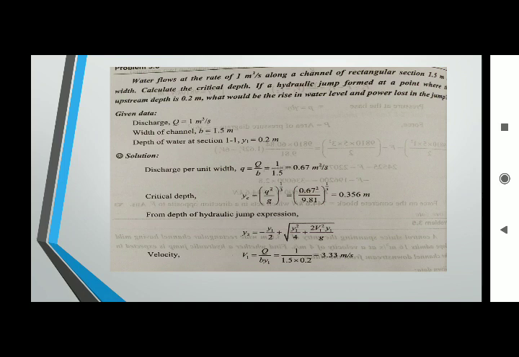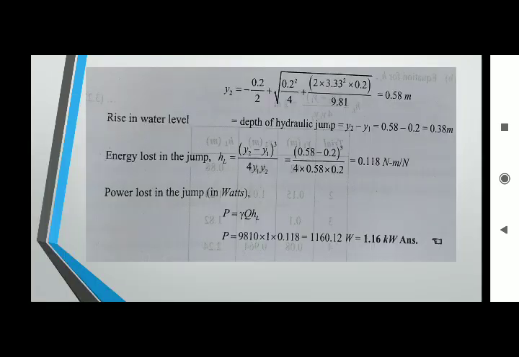In terms of the Froude number, y2 is nothing but y1 by 2 into root of 1 plus 8 Fn1 square minus 1. Here if I know y1 and Fn1, then I can calculate y2. If I substitute that, I can get y2. If I know y2, the depth of jump or rise in water level is nothing but y2 minus y1, which is equal to 0.58 minus 0.2, equal to 0.38.